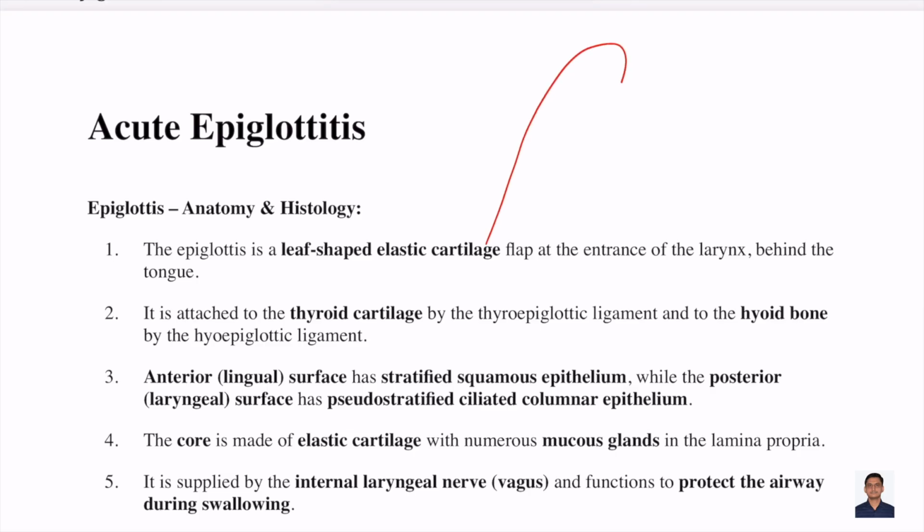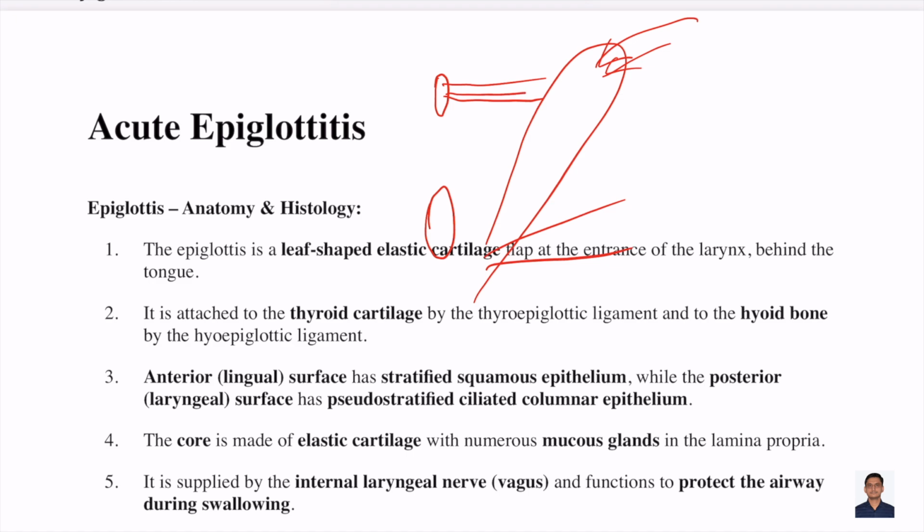Epiglottis is a leaf-shaped structure above the laryngeal inlet and it protects the laryngeal inlet from the aspiration of food during the swallowing of the food. This elastic cartilage, or epiglottis, lies behind the hyoid bone and the thyroid cartilage, and it attaches to the hyoid bone with the help of the hyoepiglottic ligament, and it attaches with the thyroid cartilage with the help of the thyroepiglottic ligament.